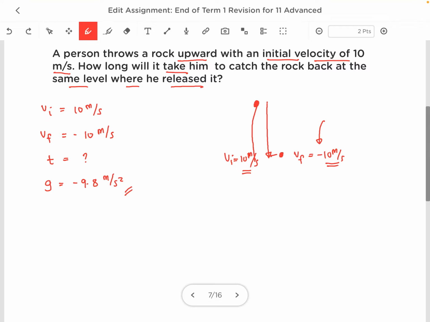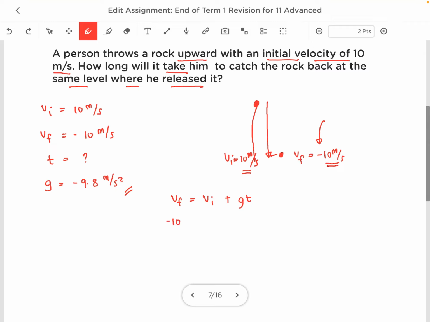So the most appropriate equation to use given all of this information in the problem and the quantity that we need to solve for is VF is equal to VI plus GT. So let us substitute the values.